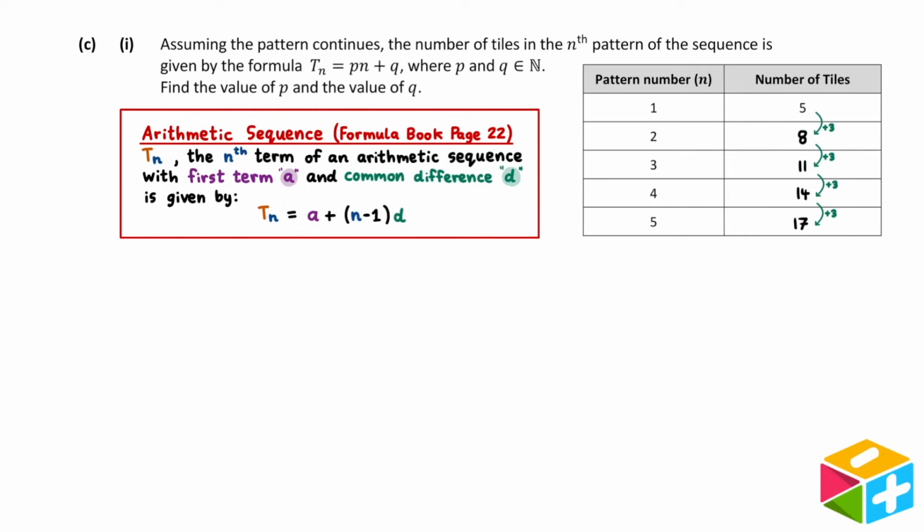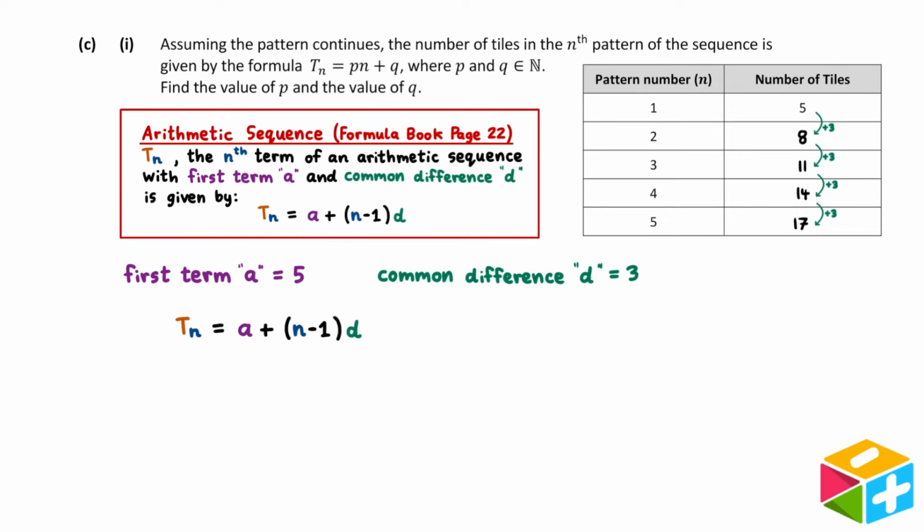To apply this result, we'll need to identify the first term a and the common difference d. In our sequence, the first term is 5. The common difference refers to the number which is added to get from one term to the next. Here, our common difference is 3. Now, let's sub into our formula for Tn.